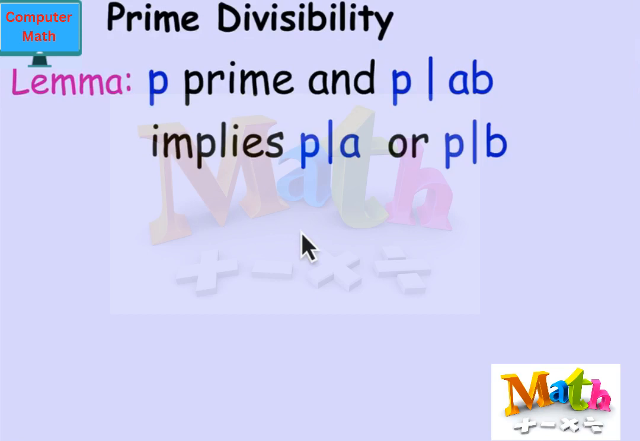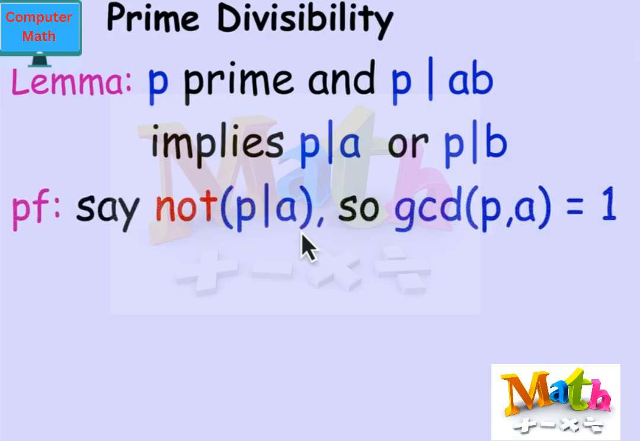Okay, well, here's how to prove that. Suppose that P divides AB, but it doesn't divide A. Of course, if it does divide A, I'm done. So we may as well assume that it doesn't divide A. Now since the only positive divisors of P are P and 1, if P doesn't divide A, the GCD of A and P is 1.